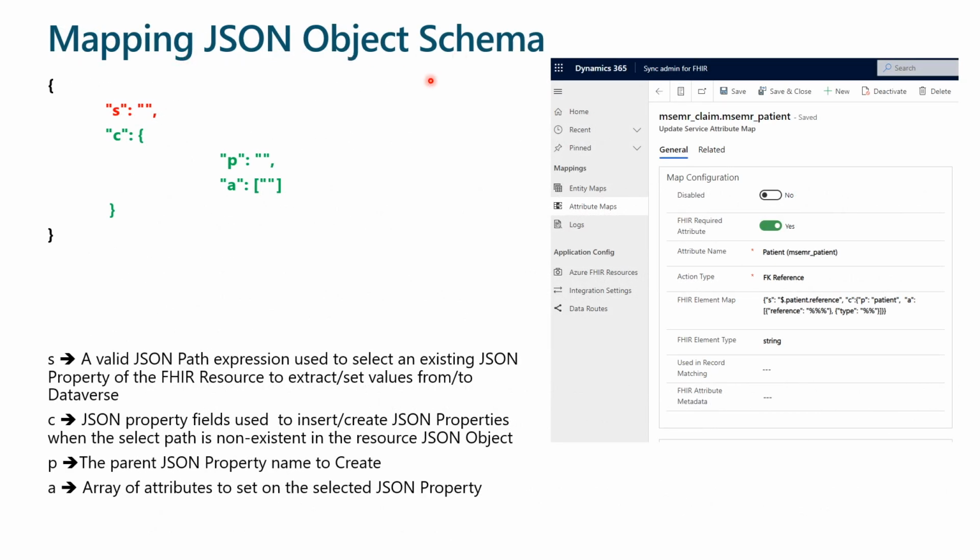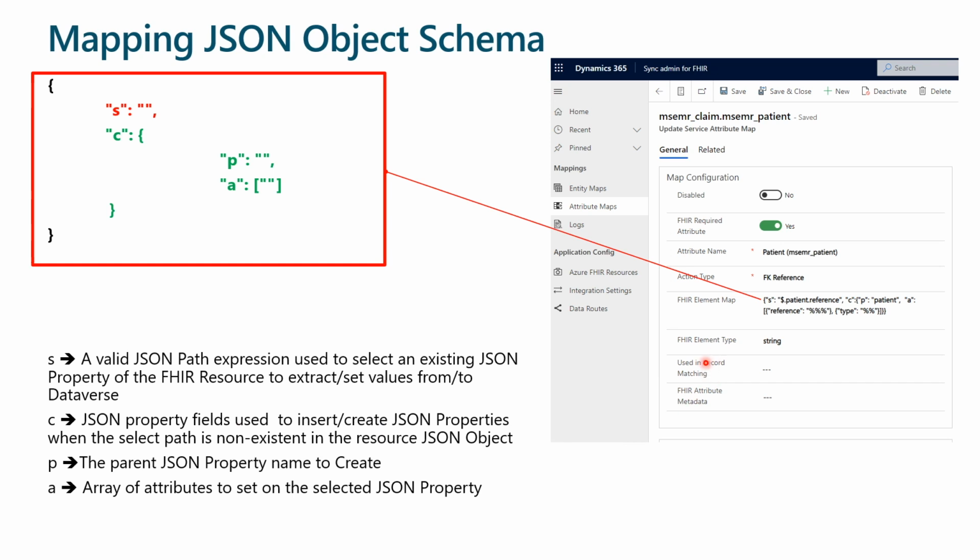Mapping JSON object schema. Mappings happen at the attribute level. So in this example, we have an attribute map, that is a patient attribute on a client's entity mapped to a FHIR resource. To define the map, we have to create this FHIR element map. And this map follows this JSON object schema notation described here.